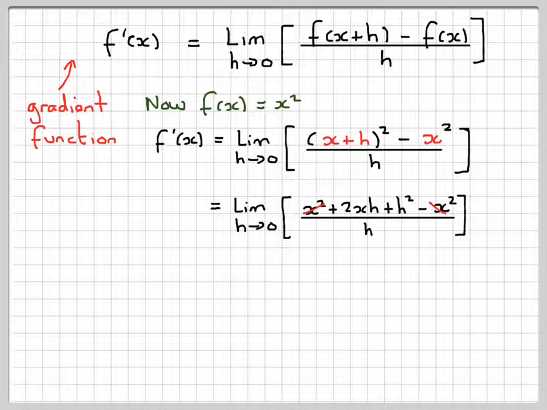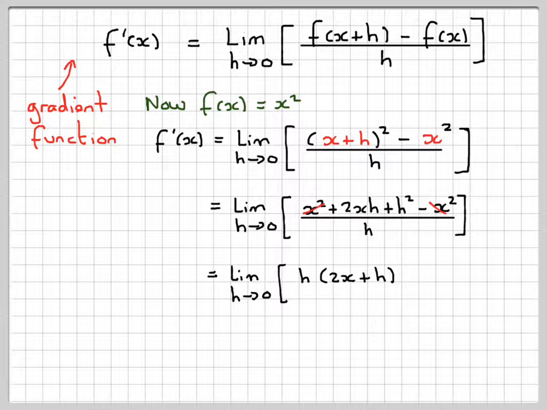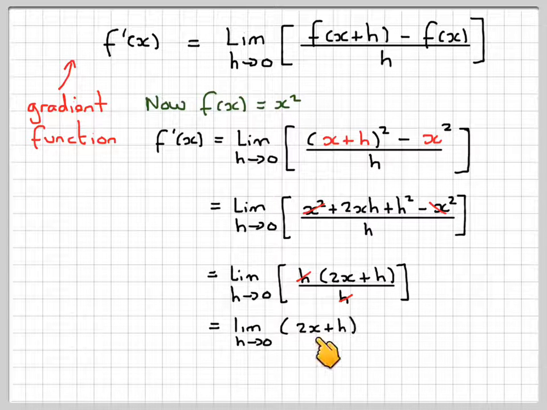And we can see also that we have a common factor in the numerator here of h. So I'm going to take that out. So we've got h times (2x plus h) over h. And what we can see now is that these h's will cancel. Now I can actually cancel it because h is very close to 0, but not actually 0. Because if it was equal to 0, I wouldn't be able to cancel. So it's very, very small, and therefore they will cancel, and we're left with the limit as h goes to 0 of 2x plus h.